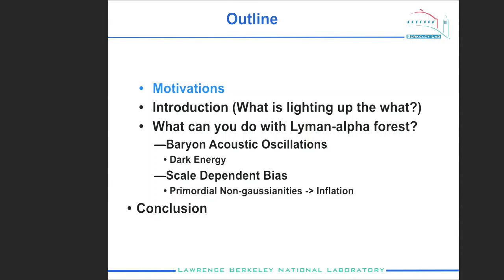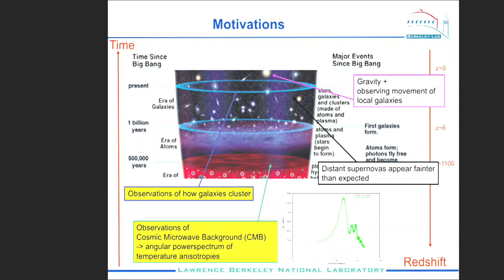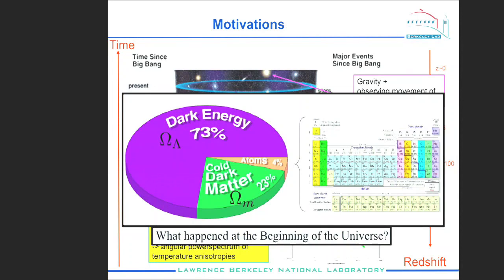So we're going to try to explain to you a new cosmological probe of large-scale structure, and what you can do with it. Some of this you already learned, but this is really applying what you've learned for the last 3 lectures on something that's not a normal galaxy, not a normal point source in the sky. Introduction, you know all that. But basically, we have a motivation because observations of galaxy clusters, CMB, distant supernovae, and gravity, plus observing movements of local galaxies, tell you there's this wrong percentages right now because Planck has changed those numbers. And what happened at the beginning of the universe is also unknown.